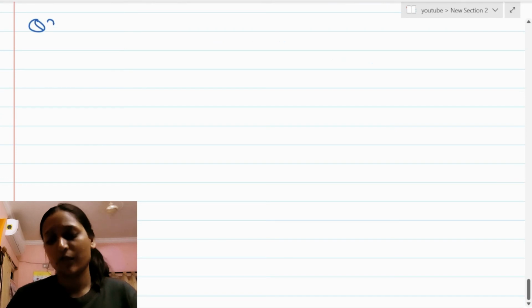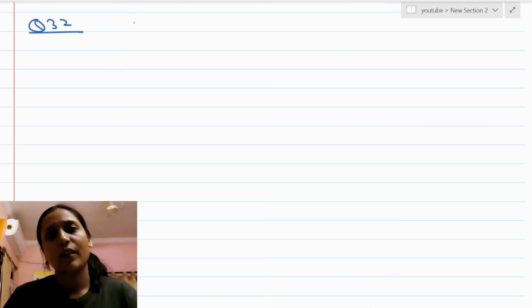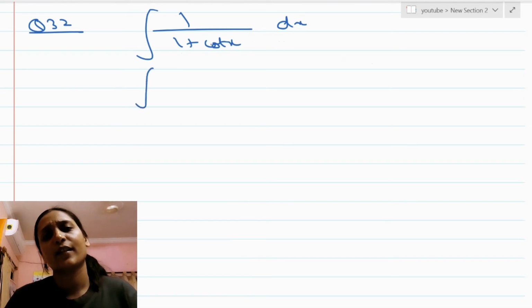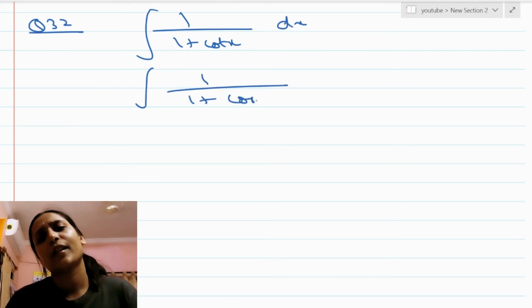Now let's do the next important question, 32 of this exercise. 32 is given as 1 plus cot x. So 1 plus cot x integral. First thing we need to do is rewrite this. We can write down cot as cos by sine. So this would be 1 by 1 plus cos x by sin x.